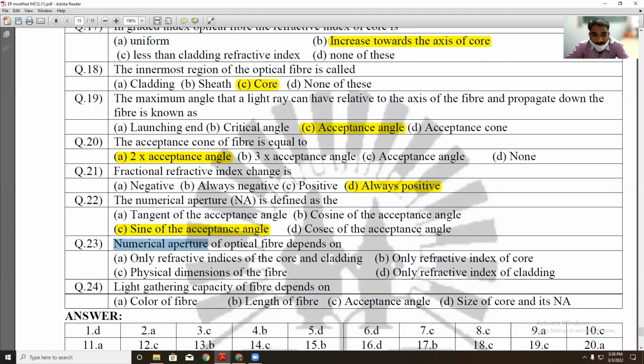The numerical aperture of the fiber optics depends only on the refractive indices of the core and the cladding, n1 and n2. These are the two refractive indices of the core region and the cladding region.